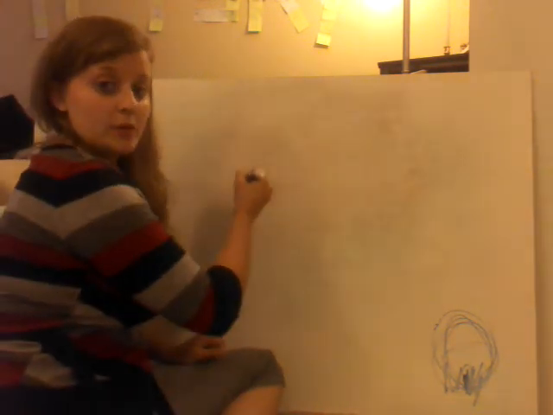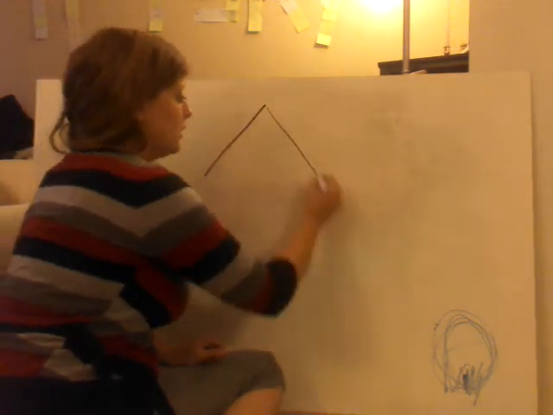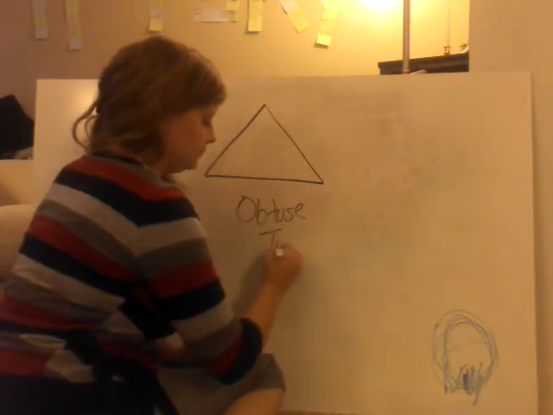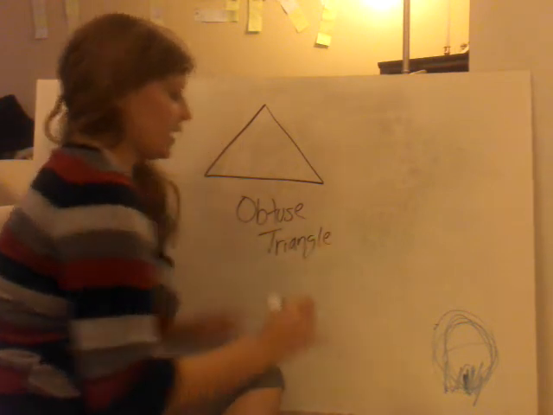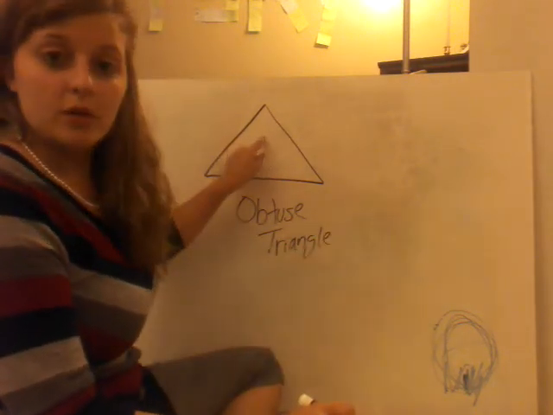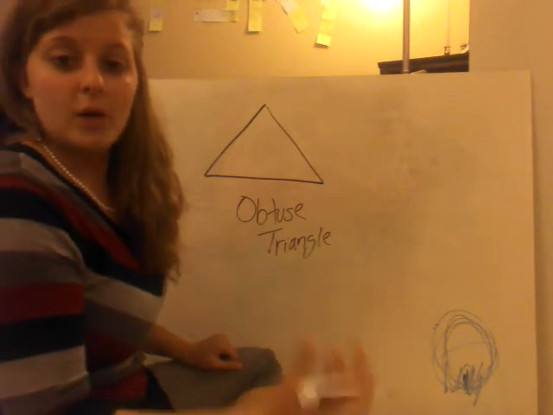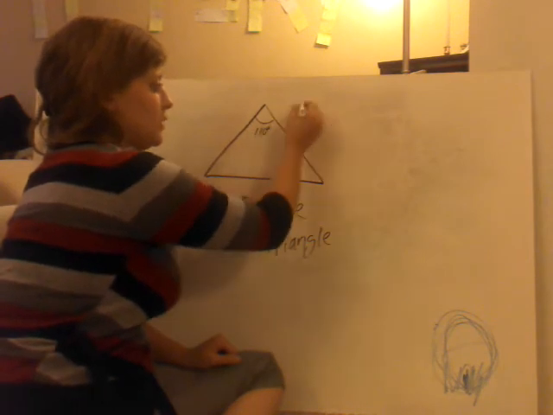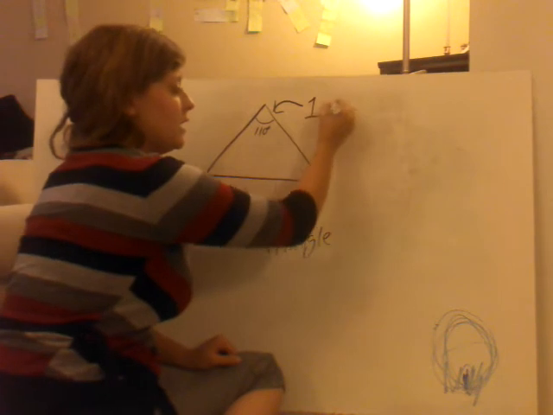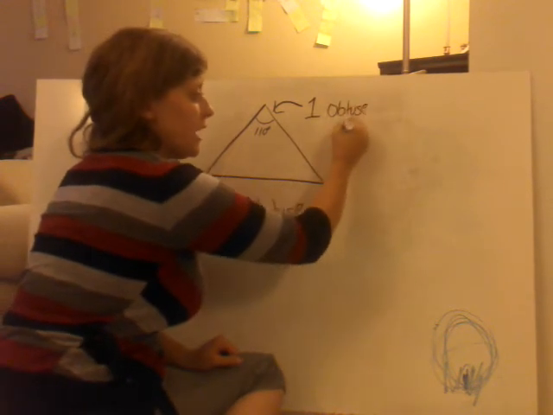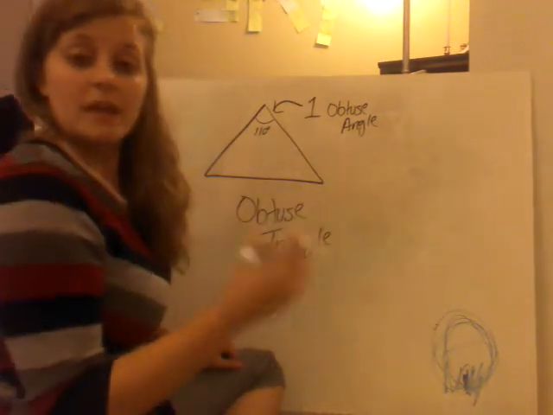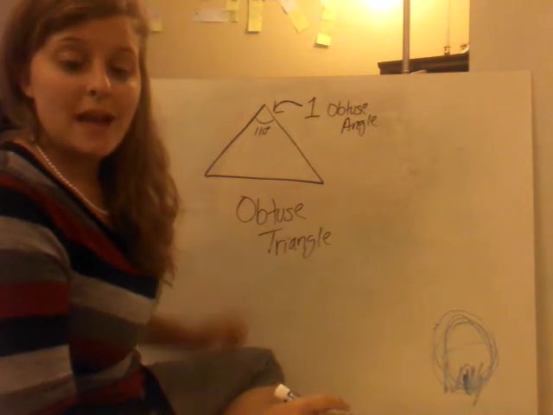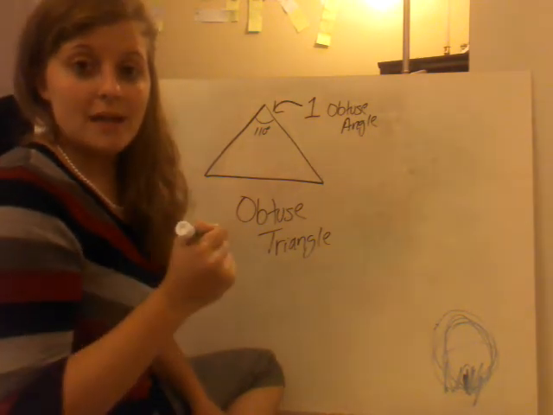Alright, so next we're going to do an obtuse triangle. An obtuse triangle has one obtuse angle. So we have our obtuse triangle with one obtuse angle. An obtuse angle is an angle from 90 to 180 degrees. So I'm going to say this is 110 degrees. So this is my one obtuse angle within, because it's inside, it's within my obtuse triangle. It is called an obtuse triangle because it has one obtuse angle inside of it.